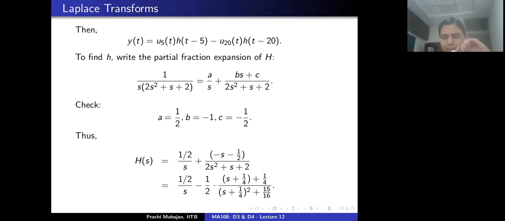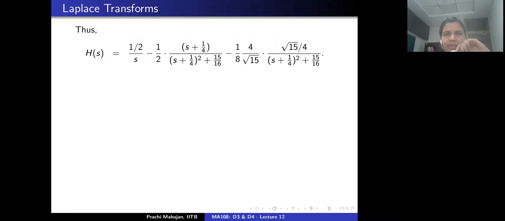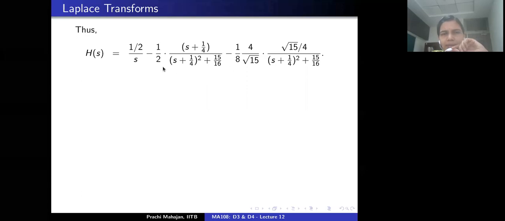Correct, but you have to be a little careful. So let me write that down. I've just reproduced capital H here from the previous slide in a manner which will be easier to read its inverse Laplace transform. So I have 1 by 2 by s as it is, and I have a factor s plus 1 by 4 divided by s plus 1 by 4 whole square plus some constant, minus a factor of the form 1 by s plus 1 by 4 whole square plus some constant.